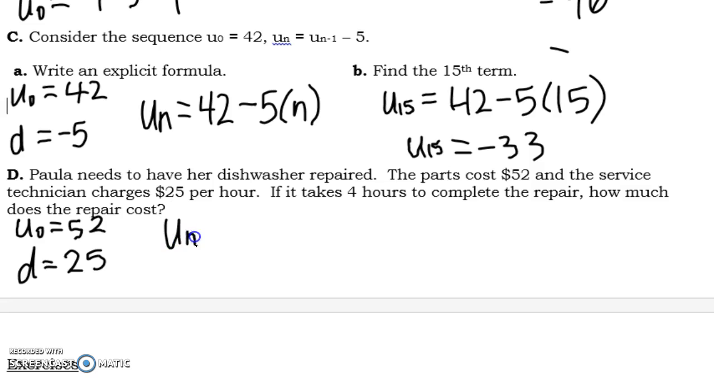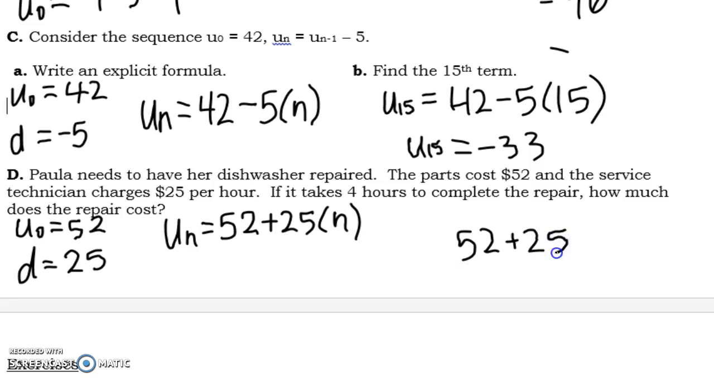So our explicit formula would be u sub n is 52 plus 25n. And if this specific repair took 4 hours, we would do 52 plus 25 times 4. 25 times 4 is 100. 100 plus 52 is $152.